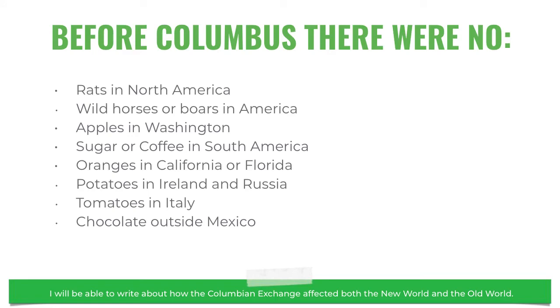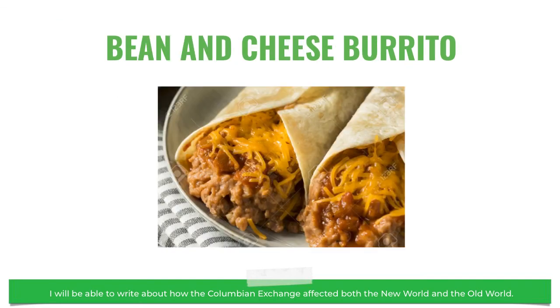Okay, so before Columbus, there were no rats in North America, wild horses or boars in America, apples in Washington, sugar or coffee in South America, oranges in California or Florida, potatoes in Ireland and Russia, tomatoes in Italy, and chocolate outside Mexico. So think about that, like some of these food items that are famous to these places, they weren't there before Columbus. Okay, so let's look at some of these items here.